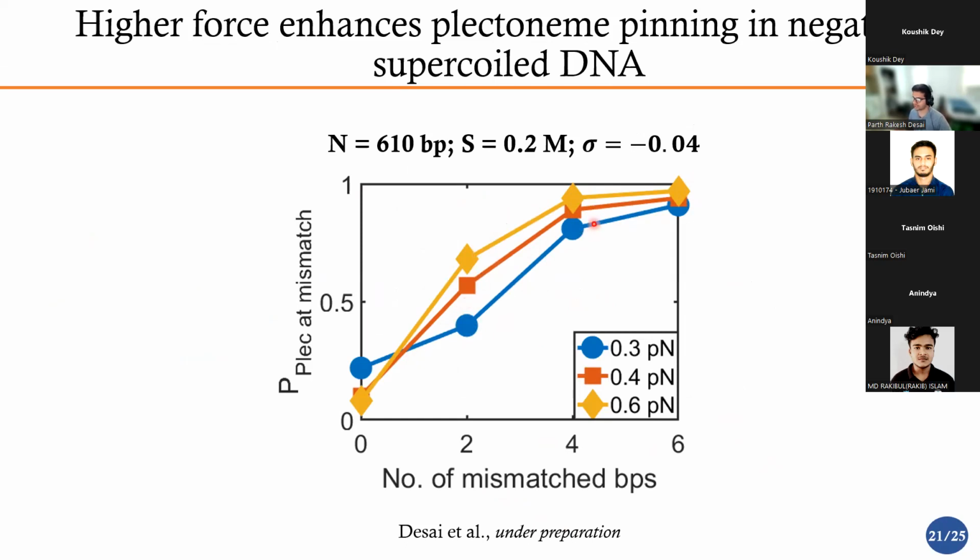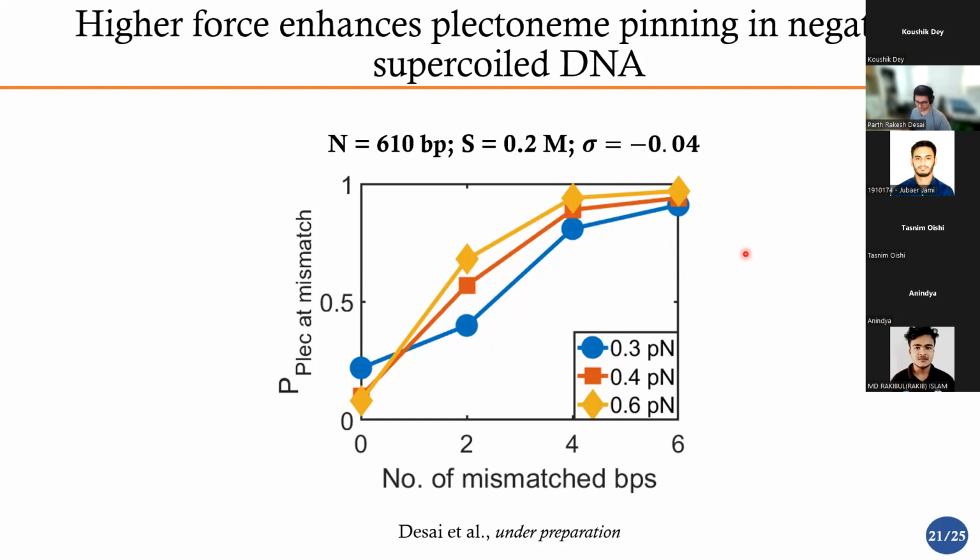Our theory is that for the 4 and 6 mismatch cases, the mismatches are already locally melted. So it doesn't really matter if you increase the force, you can't cause more local melting. But for the 2 mismatch case, at lower force the mismatch isn't always melted. So as you increase the force, you cause more local melting, and that enhances plectoneme pinning because it's easier to bend. That's why you see more effect of the increase in force on the 2 mismatch case than on the 4 and 6 mismatch cases.